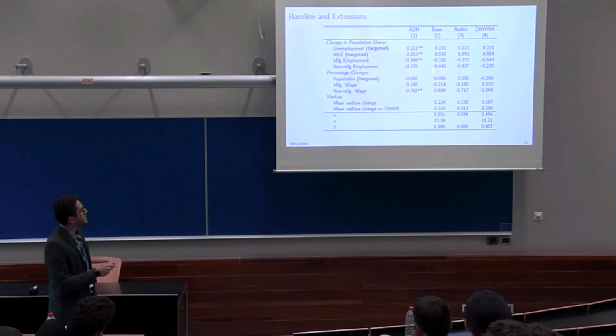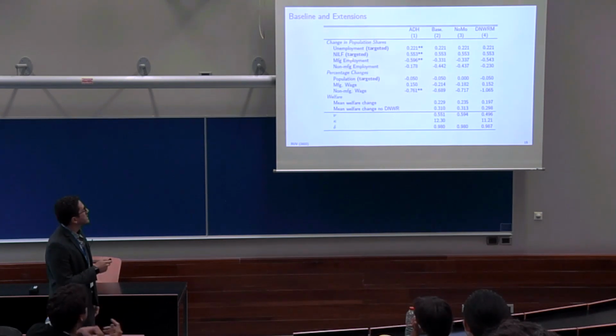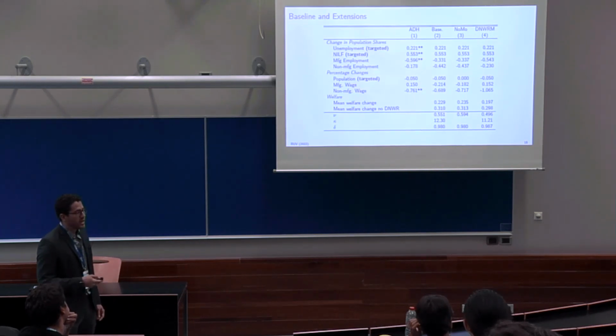And this column for ADH is the same thing that I showed you in the very first slide. And we see the 22 basis points, the 55 basis points, and the 5 basis points fall. And this column 2 is our baseline. And we see that we're targeting unemployment, so we get the same. We're targeting not in the labor force, we get the same. We're targeting population, we get the same. But this distribution between manufacturing and non-manufacturing employment and manufacturing and non-manufacturing wage, we're not targeting.